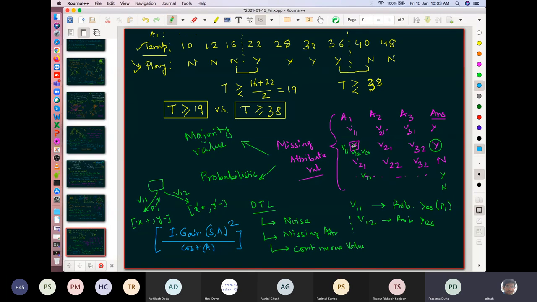So with V11 there, among the total, how many are yes and how many are no? Okay. Just think a little bit. Let this be a little bit of a hint for you, and then think. What can you do with these probabilistic measures, with the missing attributes?